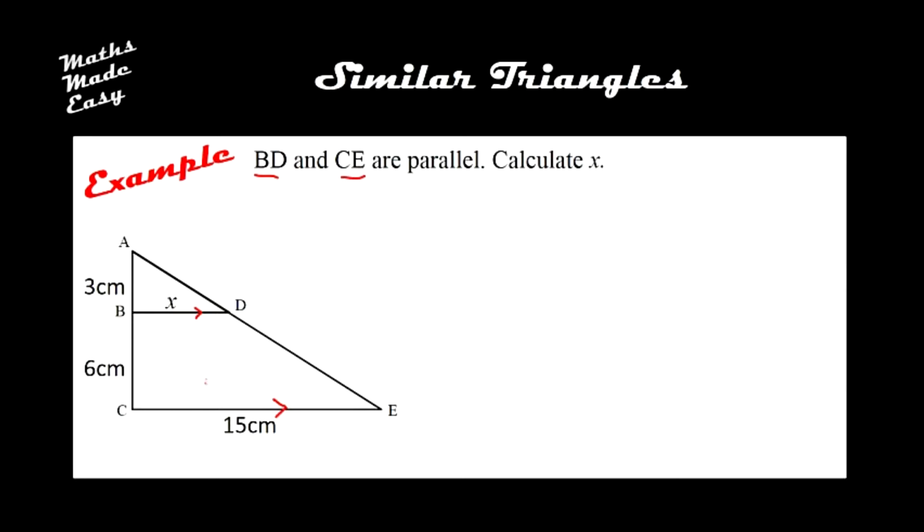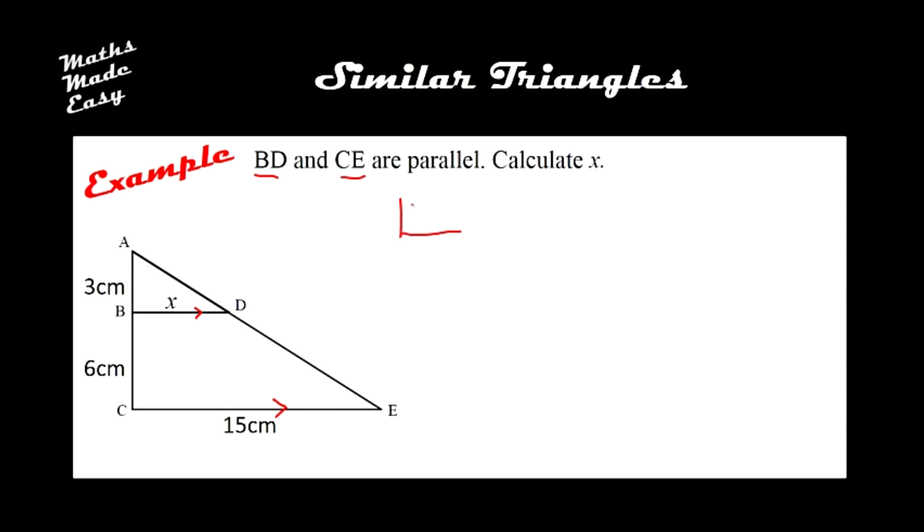Now a consequence of that is when you see a diagram like this and these two are parallel, the triangles ABD and ACE are similar. It's not as obvious how to do this question when the diagrams are combined like this, so what I like to do is separate them out into the two triangles.